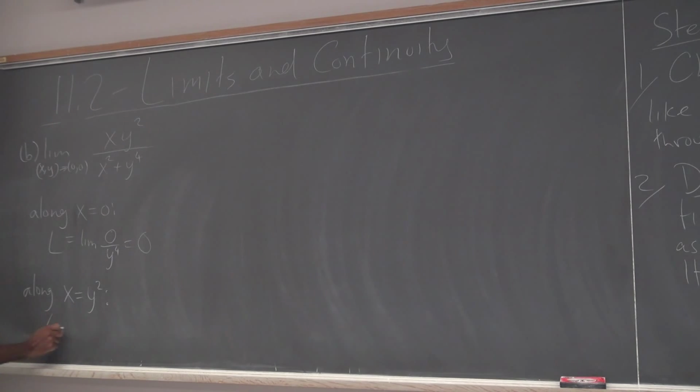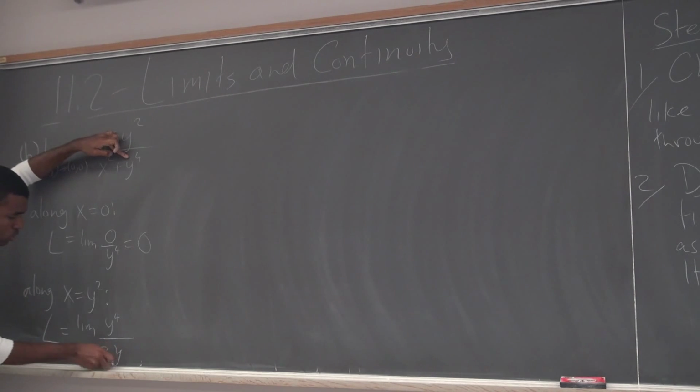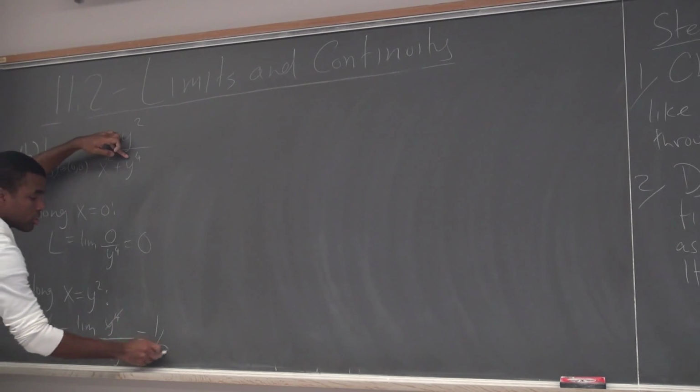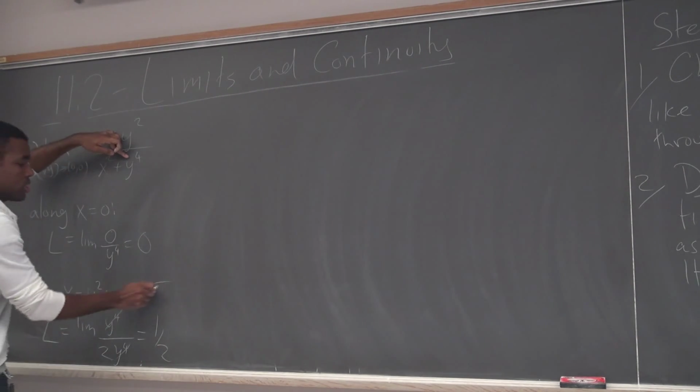Then my limit would be the limit as, plug in x equals y squared. So the top would give me y to the fourth. If I plug in x equals y squared, x squared is y to the fourth, added to the y to the fourth. Gives me 2 y to the fourth. My y to the fourth will cancel. Gives me a half. Limit does not exist.